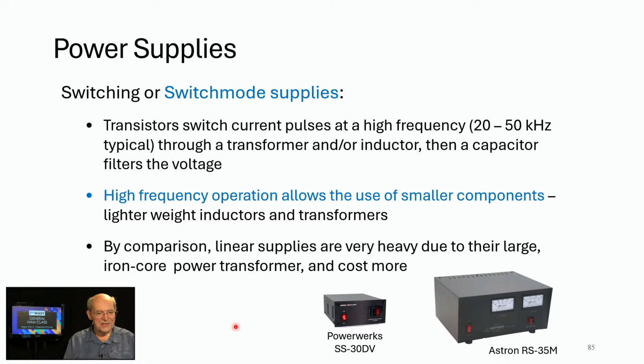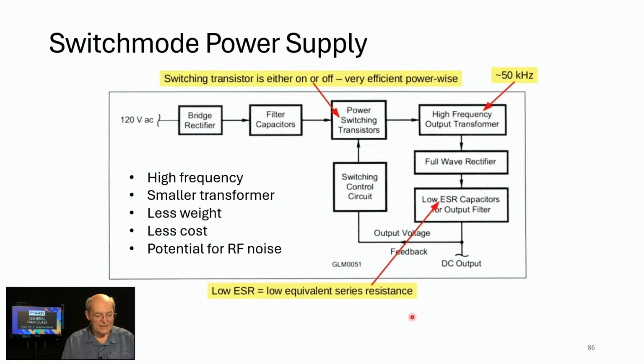Some hams, though, because the early switchers did have a lot of hash that got out, will only use what's called a linear supply. But you don't have to do that. Here's a picture of one. We start with 120 volts AC. We immediately rectify it. No transformer. We're coming right out of the wall, and we're rectifying it.